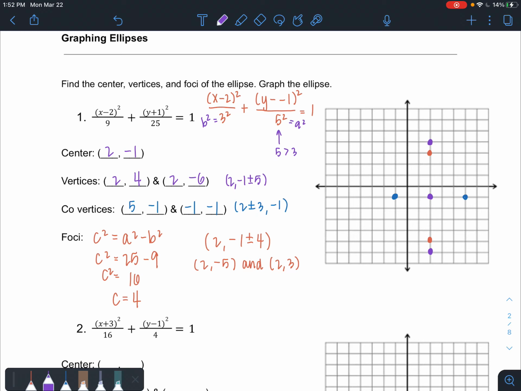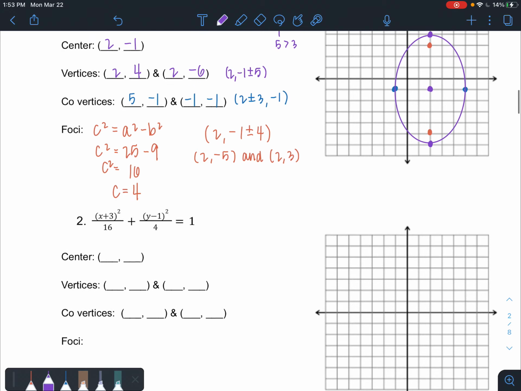I'm going to draw my ellipse here. Mine's a little fancier, so I can draw mine a little nicer than you. Alright. That's probably good. Okay, so as you can see, that is drawn that way. Okay, let's do another one here.